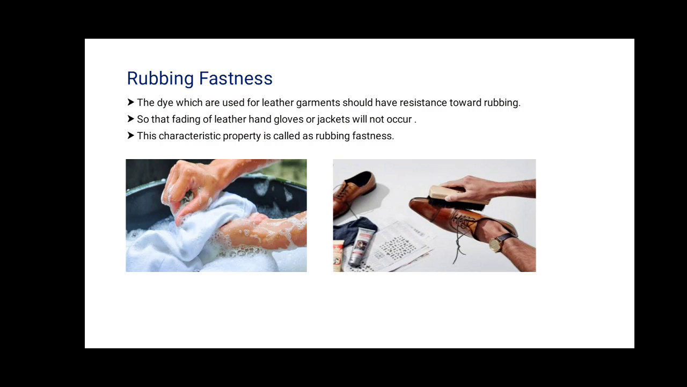Suppose shoes have black color or red color, and when we polish or rub them, there is no fading, meaning no change in color. So that red color dye is said to have rubbing fastness. Got it?